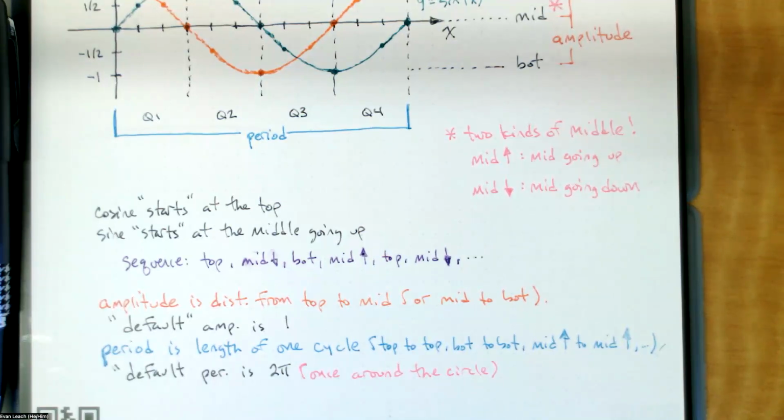I want to associate amplitude with the top, middle, and the bottom. That's a vertical thing. Amplitude is a vertical thing. Period is the length of a cycle. That's from point to corresponding point. Top to top, bottom to bottom, middle going up to middle going up, or middle going down to middle going down.